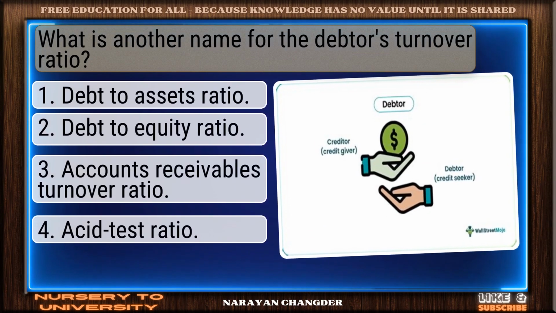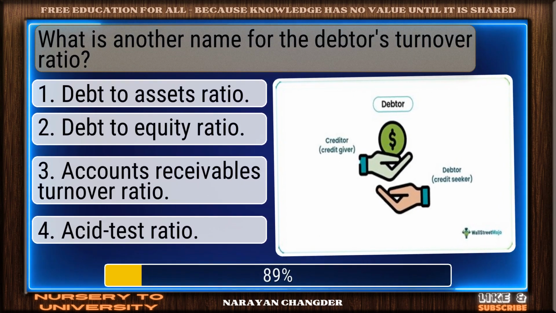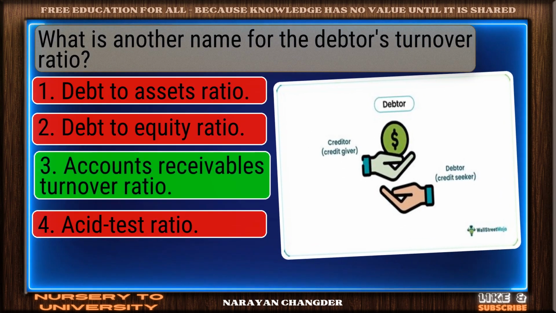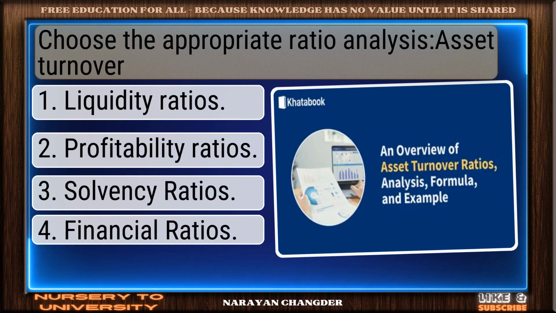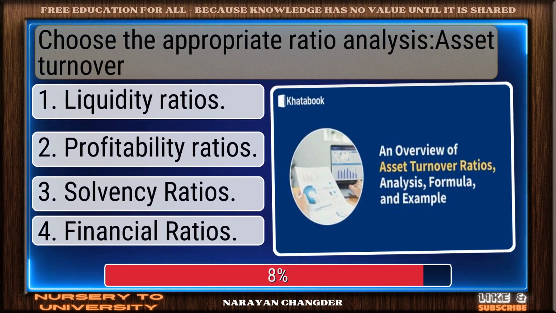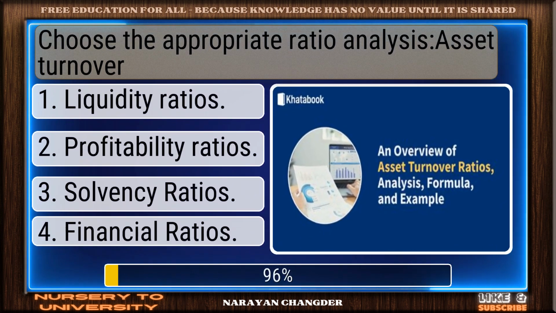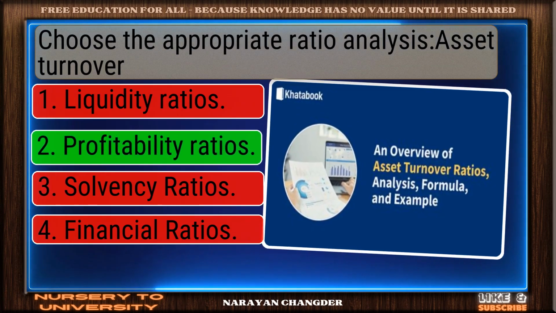What is another name for the debtor's turnover ratio? Perfect. Accounts receivables turnover ratio is the correct choice. Choose the appropriate ratio analysis. Asset turnover. Excellent. Profitability ratios is a brilliant choice.